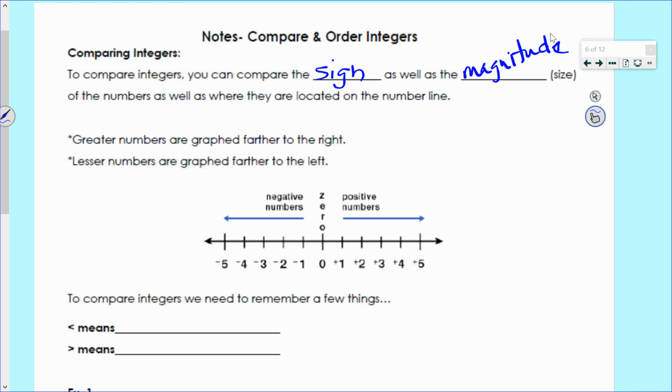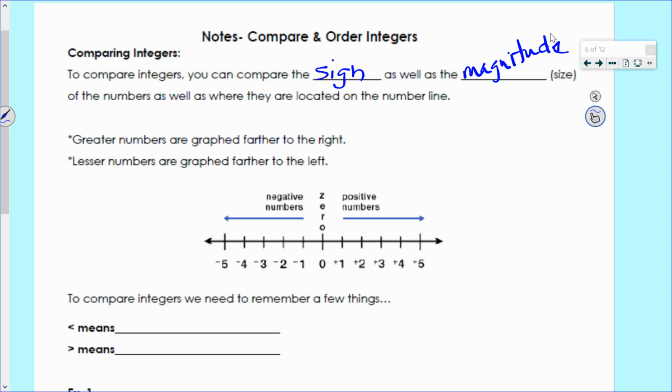Can you guys think of something in science that you measure in magnitude? Earthquakes, good, on the Richter scale. There's a lot of things you actually do by magnitude, by the size. Stars are classified by their size, magnitude. Planets are classified by their size, magnitude. But we use those things as well as where they're located on the number line.